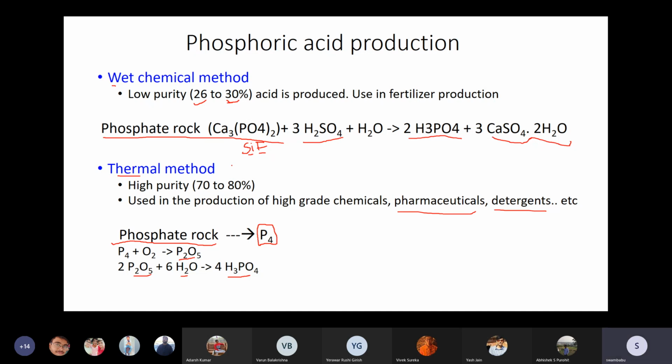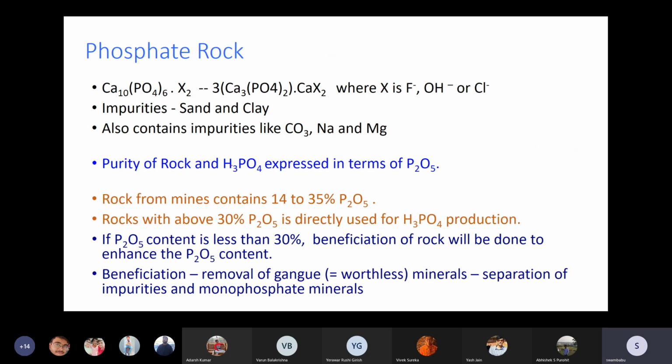For fertilizers, we use the wet chemical method. So even modern industries, although predominantly running based on the wet chemical method, still there are industries which are using the thermal method. So I will talk about both methods. So what is phosphate rock, or what does it contain?